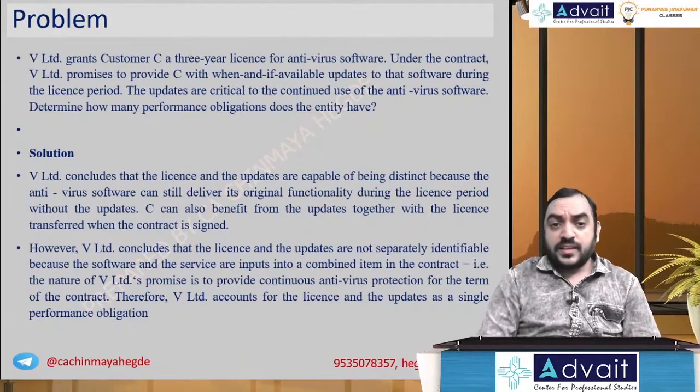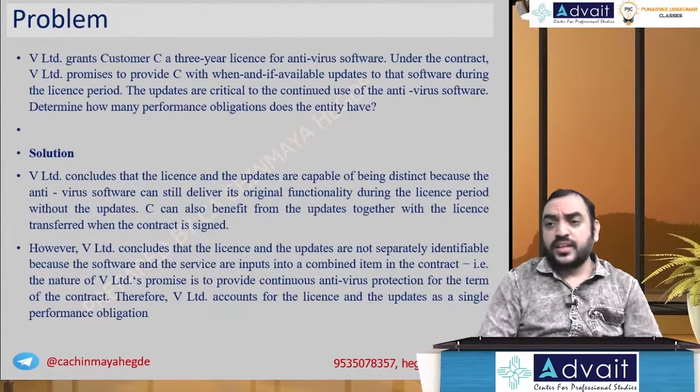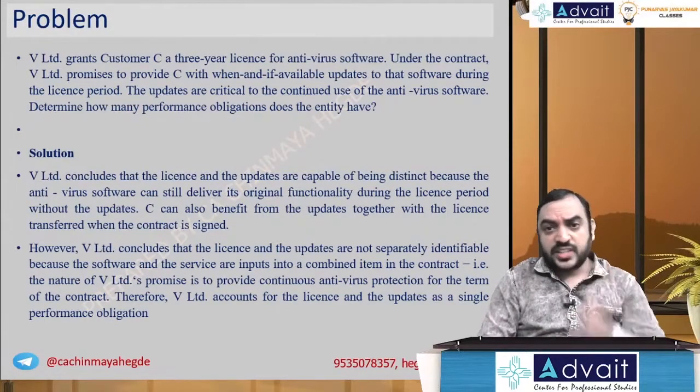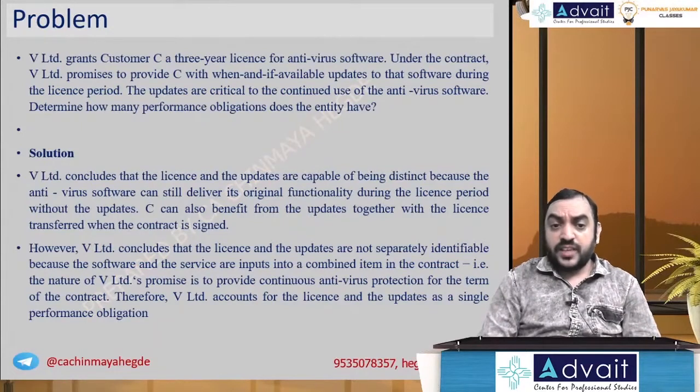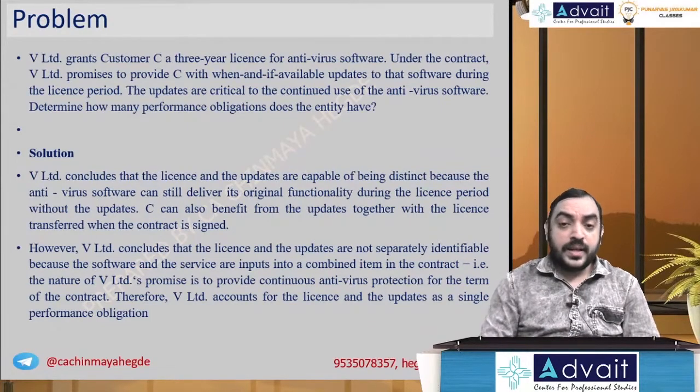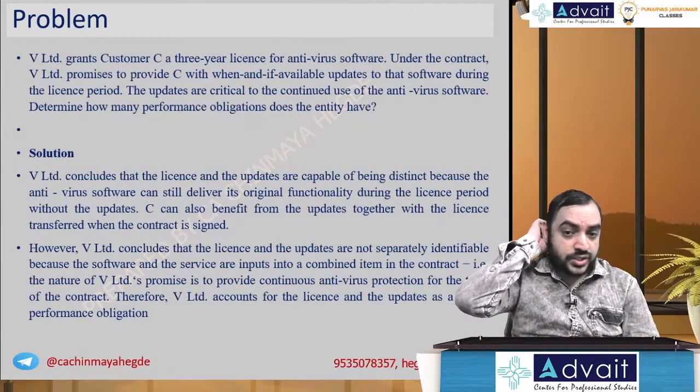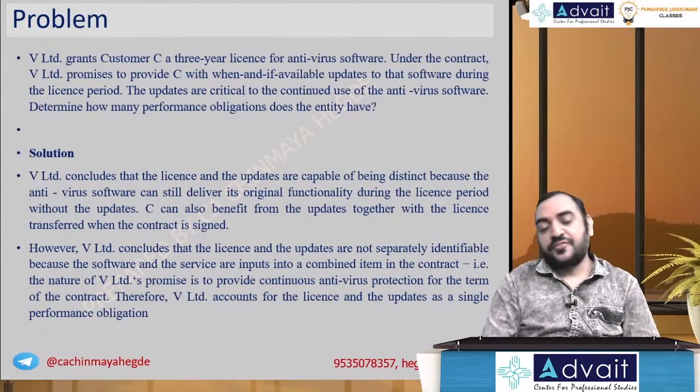We Limited grants customer C a 3-year license for antivirus software. You must have many things like Norton, Kaspersky and all. Under the contract, We Limited promises customer C when and if available updates to that software during the license period. The updates are critical to continuous use of antivirus software. Determine how many performance obligations the entity has.